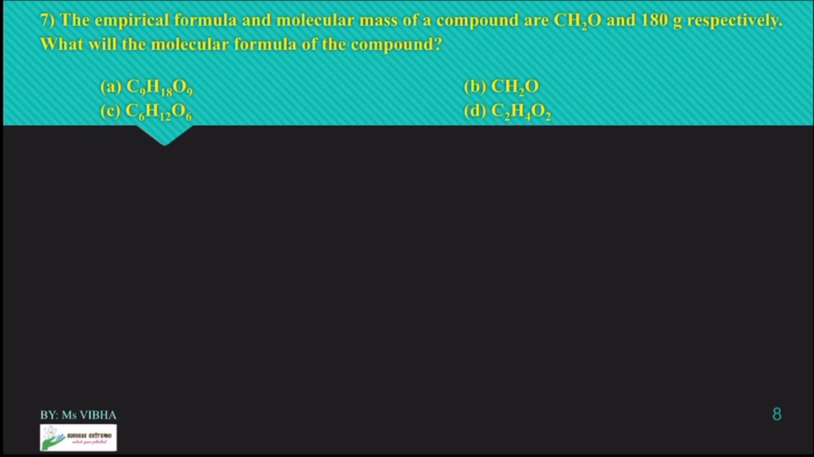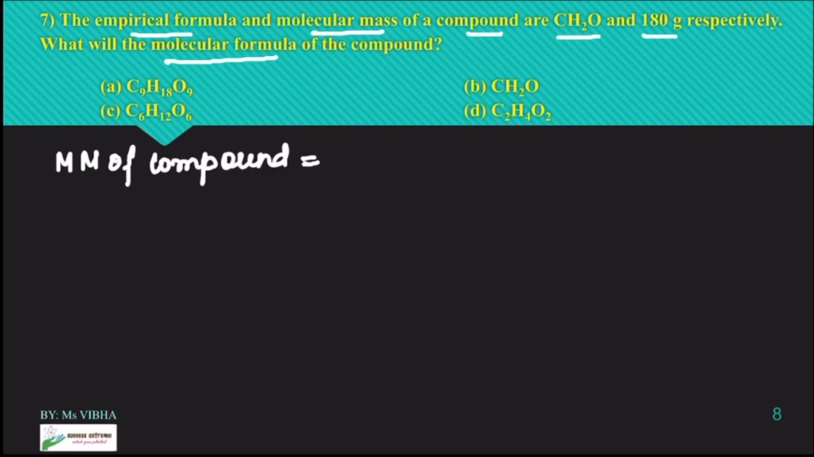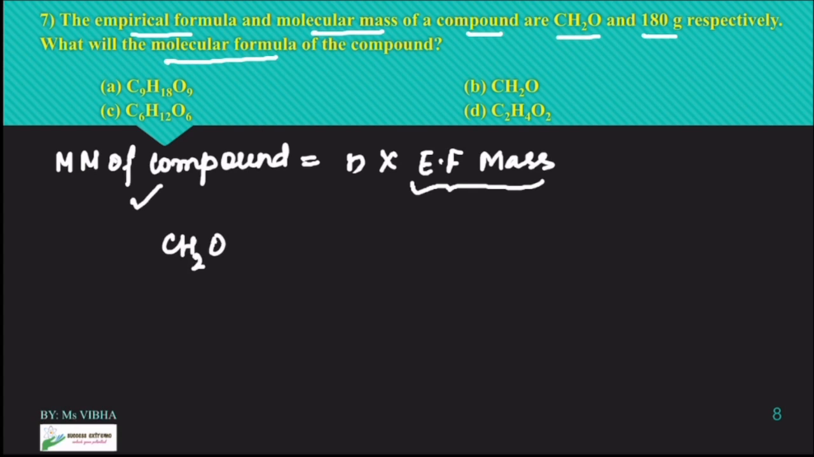The next question is on empirical formula. The empirical formula and the molecular mass of a compound are CH2O and 180 grams respectively. What is the molecular formula of the compound? Before doing this question, we must know the relationship: molecular mass of compound is given by n factor into empirical formula mass. In the question, we have been given the molecular mass and not the empirical formula mass, but we have been given the empirical formula, which is CH2O. We can calculate the empirical formula mass, which comes out to be 30.